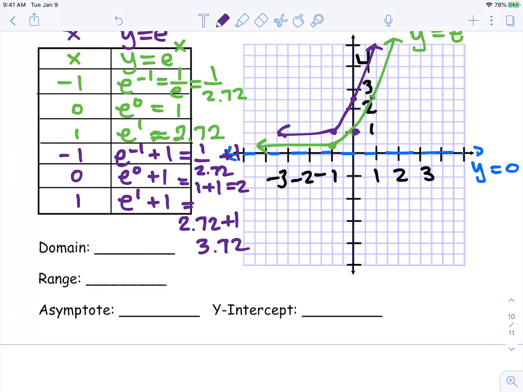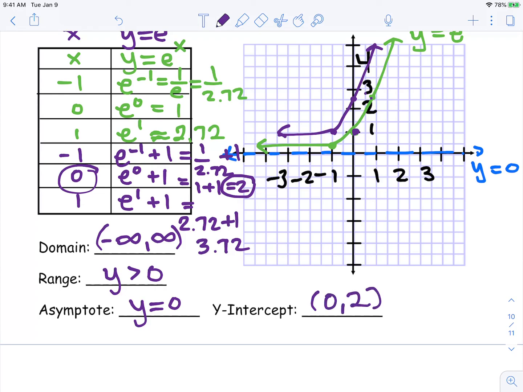So the domain of this purple function is all real numbers. Our horizontal asymptote has not changed, so it's still at y equals 0. So then our range of values is everything above that horizontal asymptote. Notice our y-intercept has moved to 2. This is our y-intercept. So you can choose if you want to graph the function using the transformation rules or to just evaluate the function like I did in this chart.